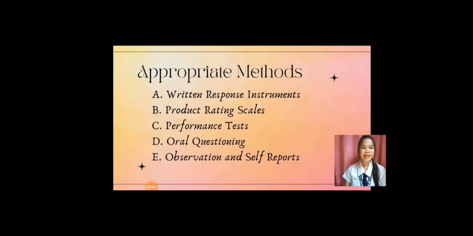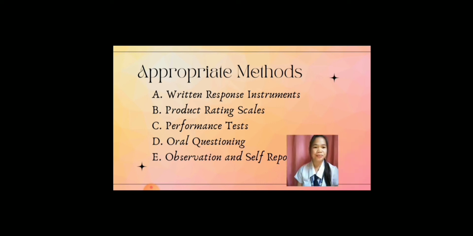As you can see on the screen, there are 5 general categories in assessing the students' learning. They are written response instruments, product rating scales, performance tests, oral questioning, and observation and self-reports. I am going to discuss them one by one, so listen very carefully. Let's start with the written response instruments.